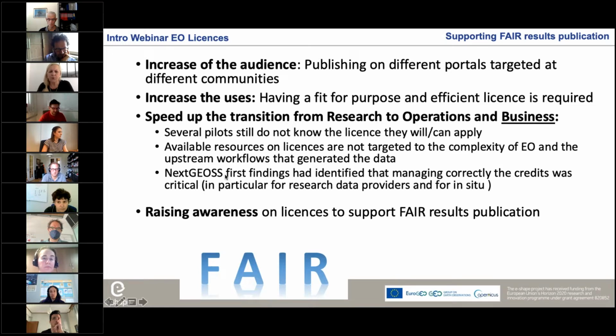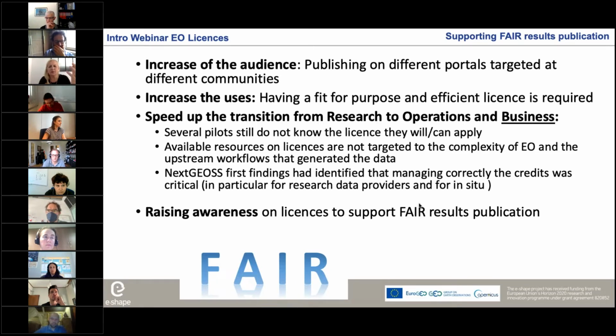And I was previously involved in ERSC2 in NextGeoss, and one of the first findings was that managing correctly the credits was really critical, in particular for research data providers and for in situ, because in situ data are much more distributed and much more heterogeneous. And so I thought that in a time where the Commission and a lot of people in the community, GEOSS included, want to encourage, advocate for in situ data sharing, it's very important here for eShape to acknowledge this message and these lessons learned from NextGeoss, managing correctly the credit.